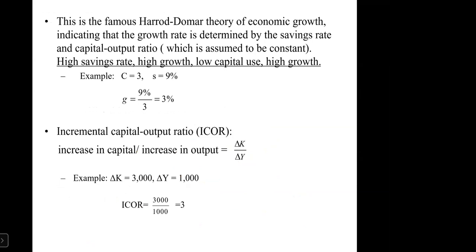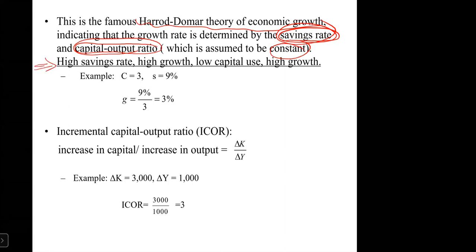Right. So this is the famous Harrod-Domar theory of economic growth. Here I just summarize what I just explained to you, indicating growth rate is determined by saving rate and the capital output ratio, which is assumed to be constant. And this line explains the implication of the Harrod-Domar growth model.